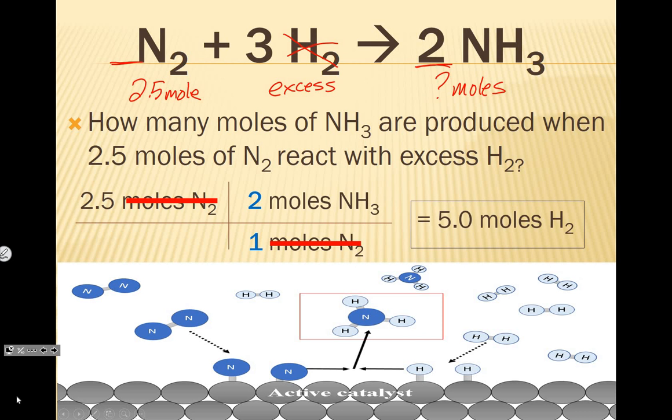And in order for this reaction to happen, we actually have to have a catalyst. And a catalyst is like a matchmaker. We'll talk more about catalysts later. This is just a little picture to show you how that reaction works.